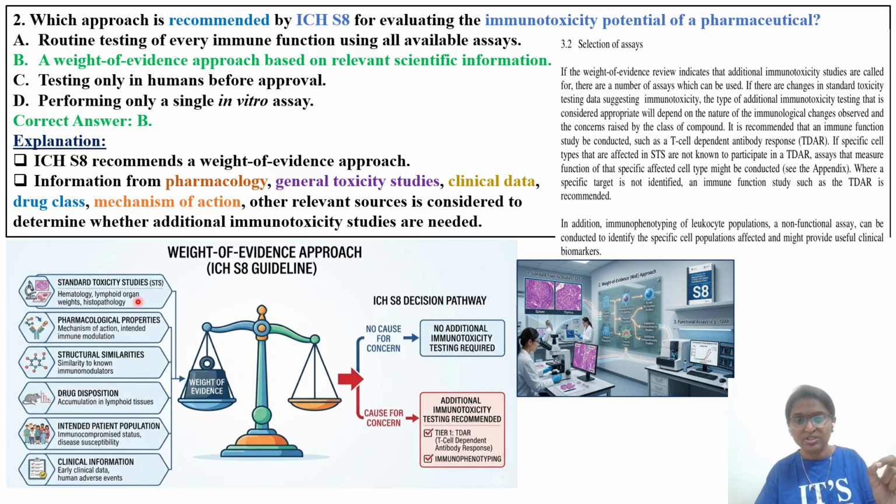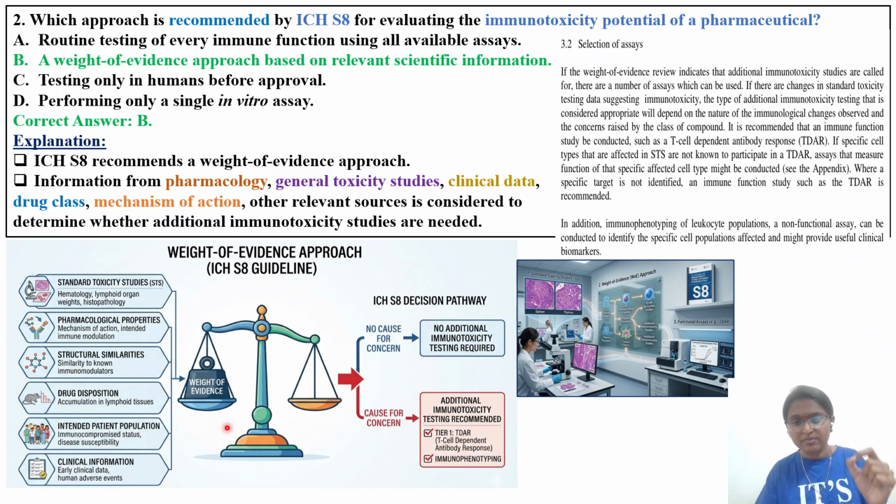So standard toxicity studies, pharmacological properties, structural similarities, drug disposition, that is, after you take the drug, in which organ it is going, whether it is going to kidney, liver, or tissue, and where it is depositing. Intended patient population: is this drug recommended only for the female population or male population, geriatric population, or children population, that you have to see. And clinical information. If there are trials of a similar class of drug, from those articles also you can get the information.